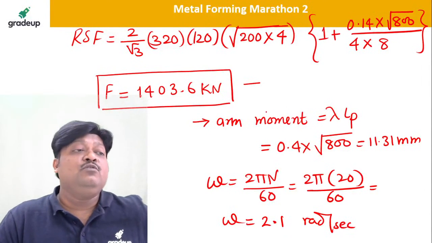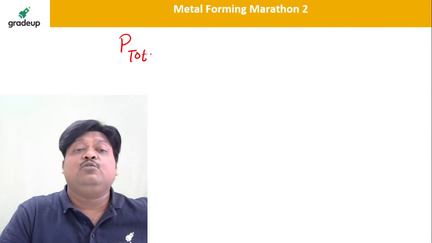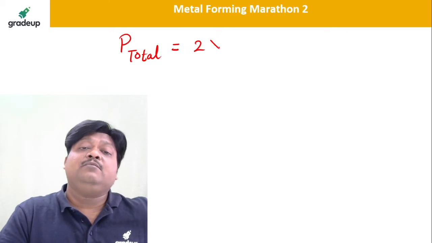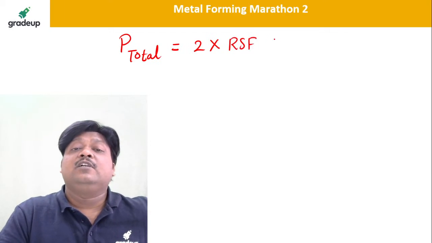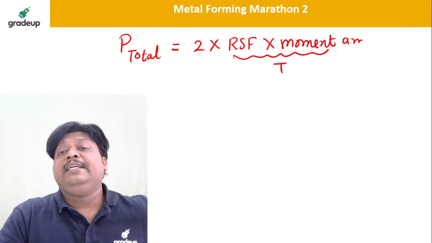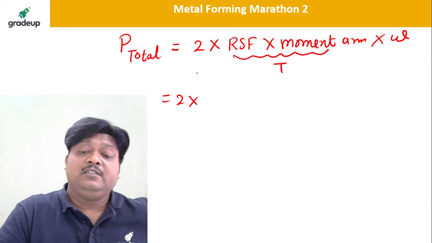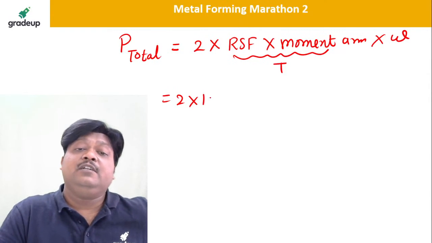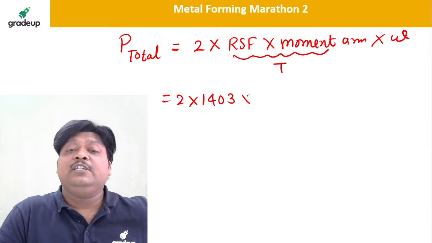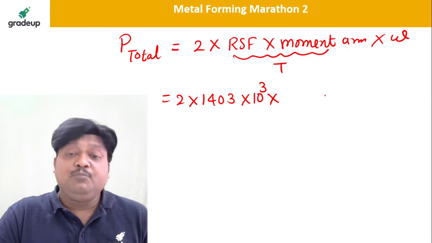Now just put the values in the power formula. Total power I am calculating. Total power is nothing but 2 times the roll separating force, into moment arm, force into distance, which is nothing but the torque, and into omega. So 2 into roll separating force, 1403 kilonewton, into 10 to the power 3, into LP, the length of arc of contact, 11.31 millimeter.